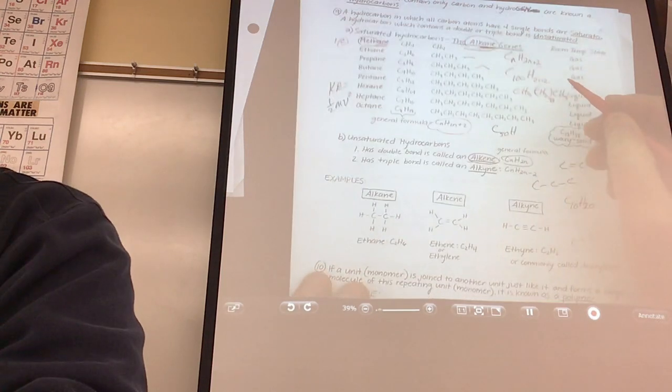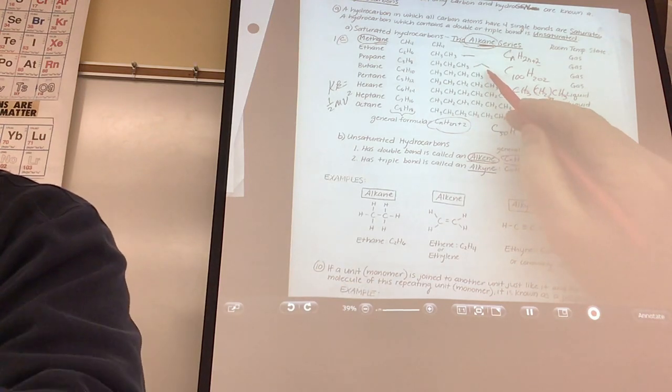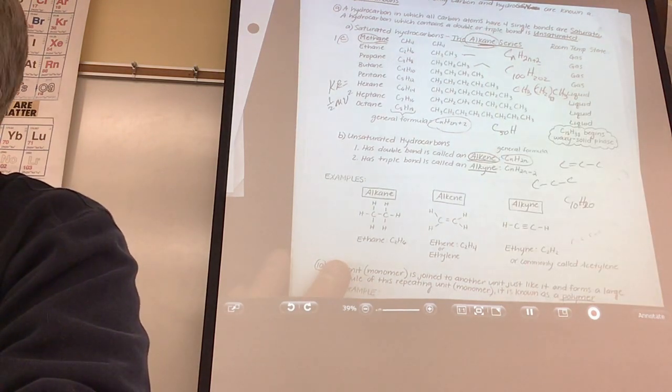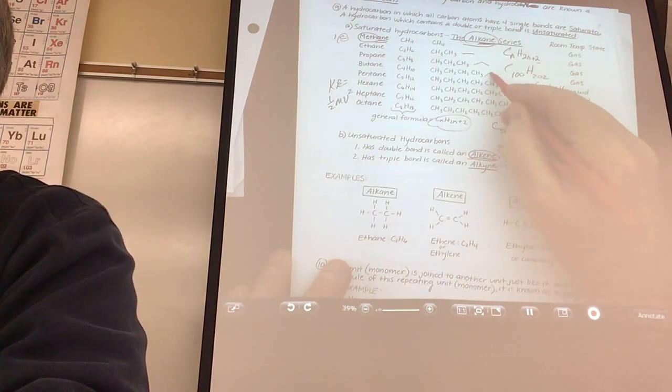What's that called? How many carbons in this thing? Oh, there you are. 3 carbons, and the rest must be hydrogen. If they're not hydrogen, I have to let you know. Let's do butane. 1, 2. This is kind of fun.